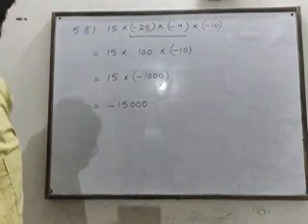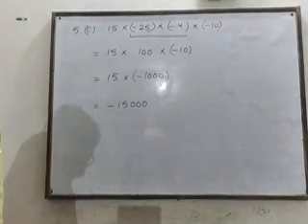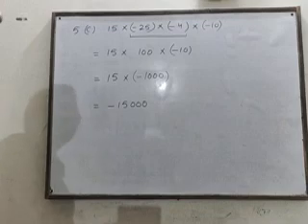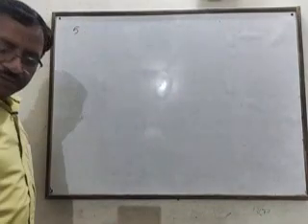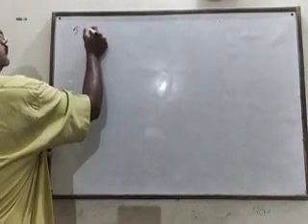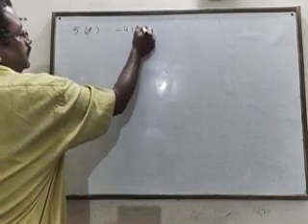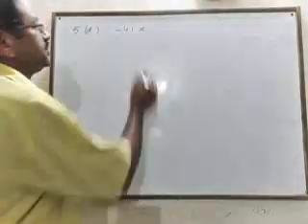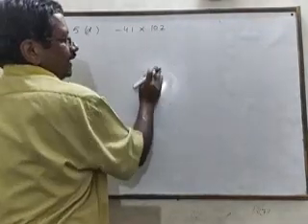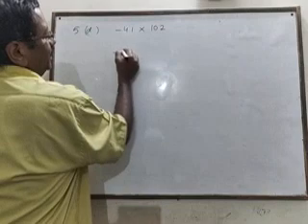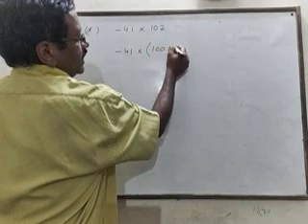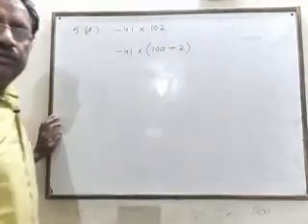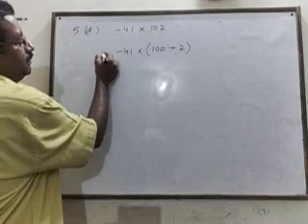Then D part, that is related to distributive property. D part, minus 41 multiply 102. So we will do this question by distributive property. So minus 41 we will write as it is, and 102 we will write as 100 plus 2 to make our multiplication easy.